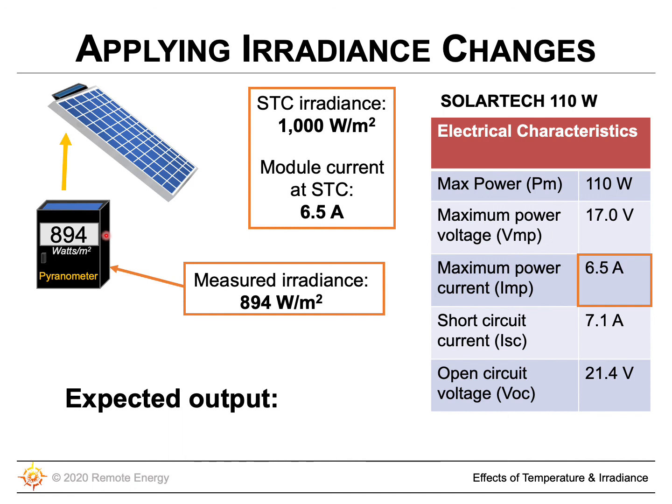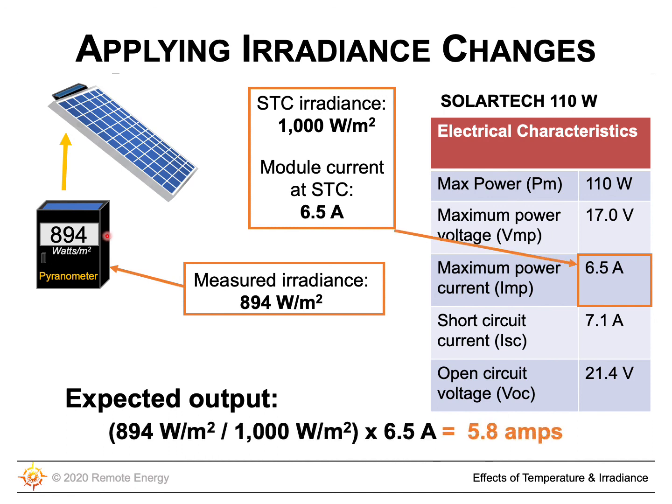It's proportional. So we can actually do math and figure out exactly how much current we should be seeing based on this. And so we're taking the measured irradiance and we're dividing it by the 1,000 watts per meter squared, which is the standard test condition irradiance. And then we multiply that by what we should have been seeing of our current, which is 6.5 amps. And this is telling us that when we go out and measure what we are seeing under these specific conditions, we should only be seeing 5.8 amps.